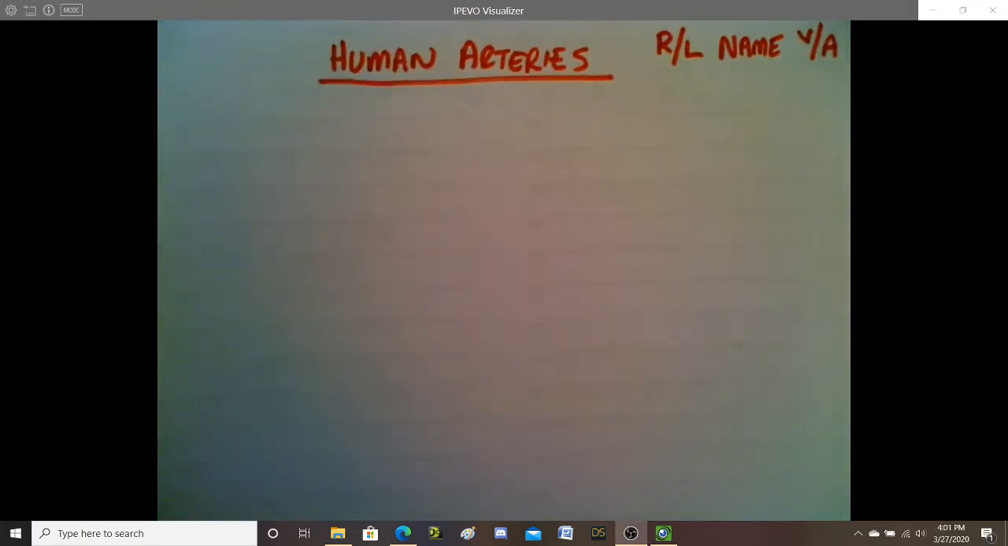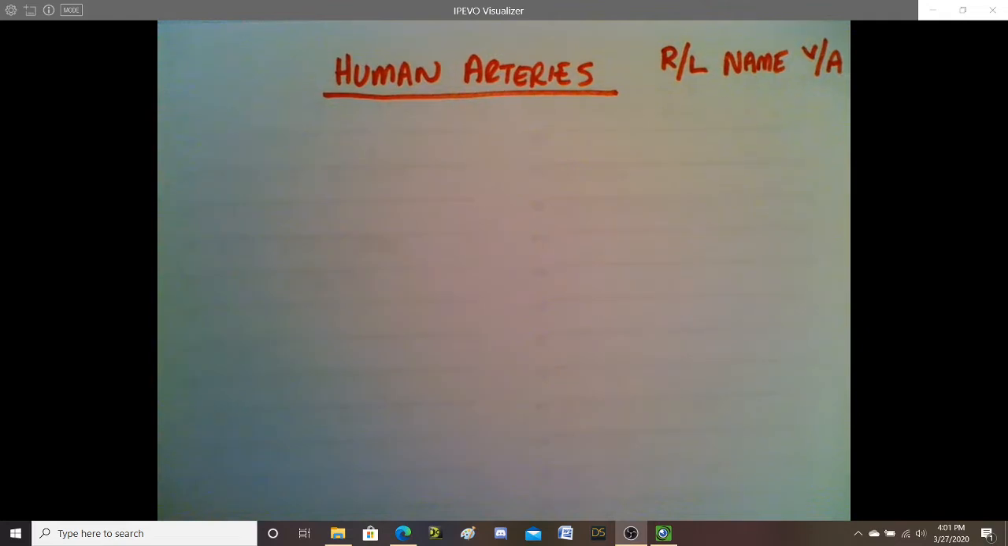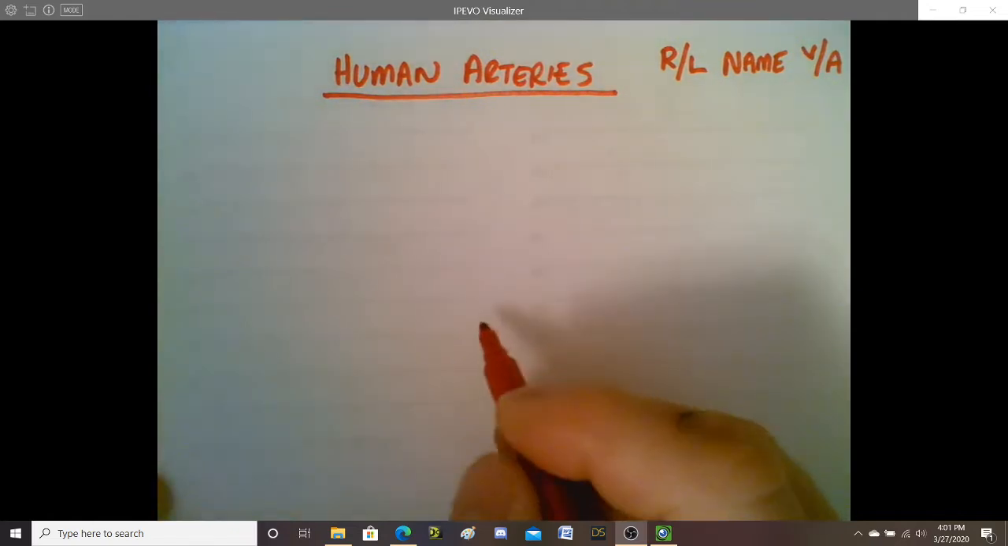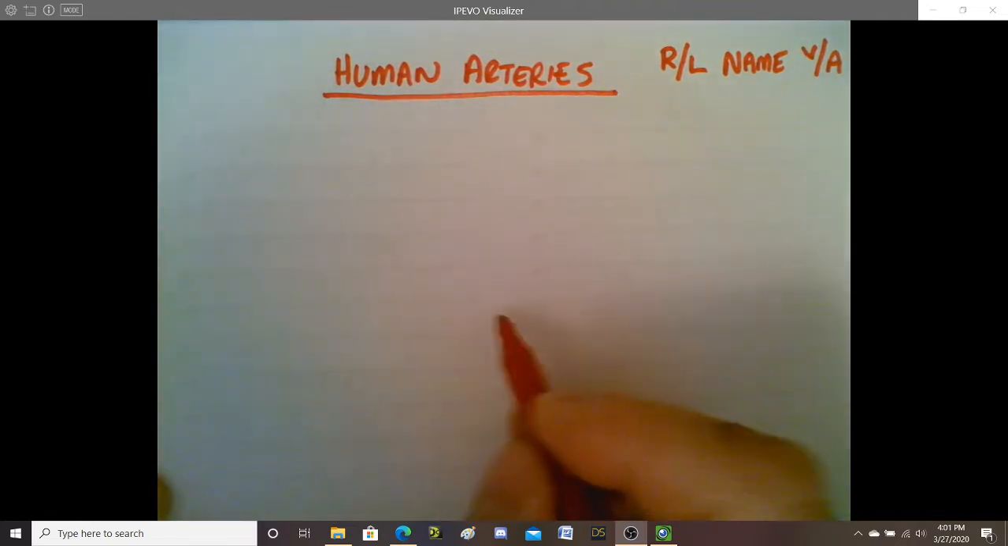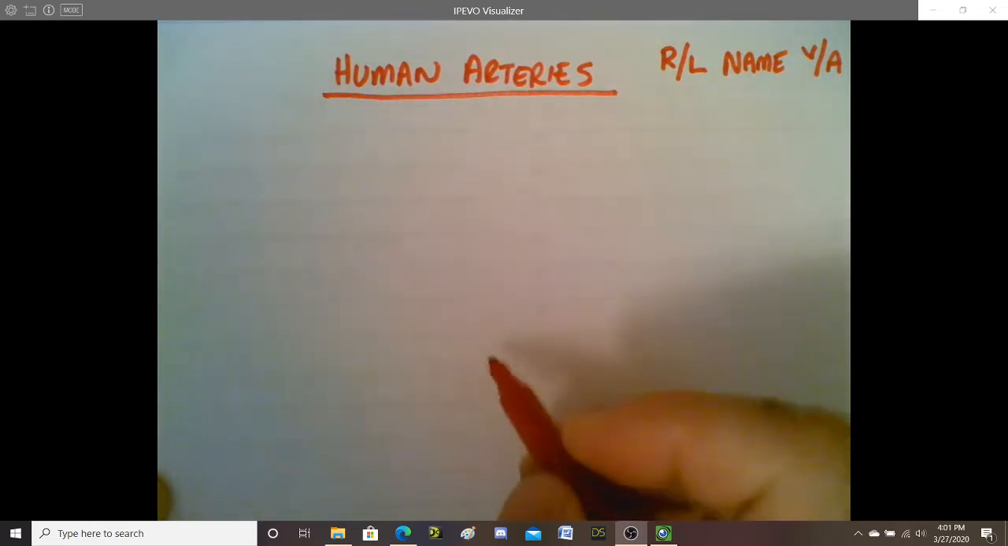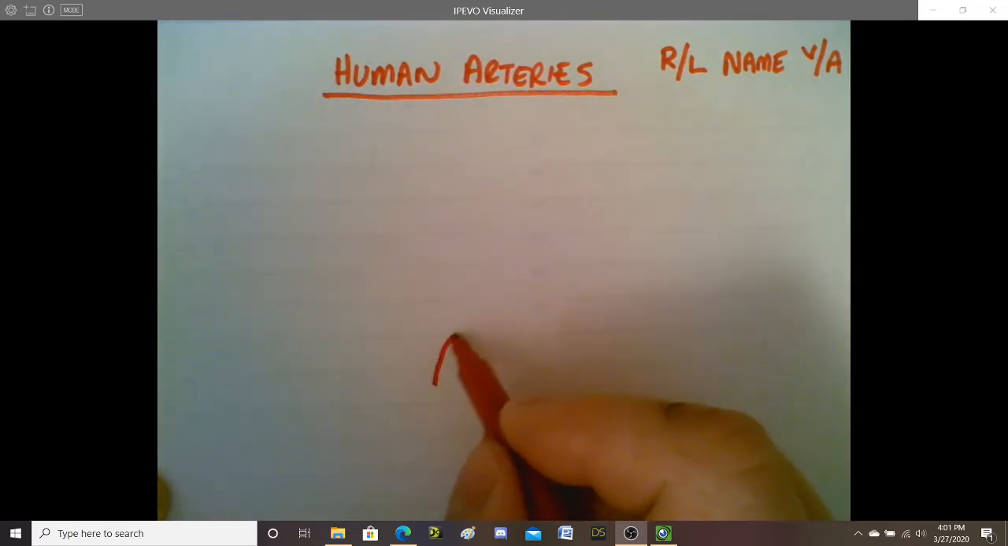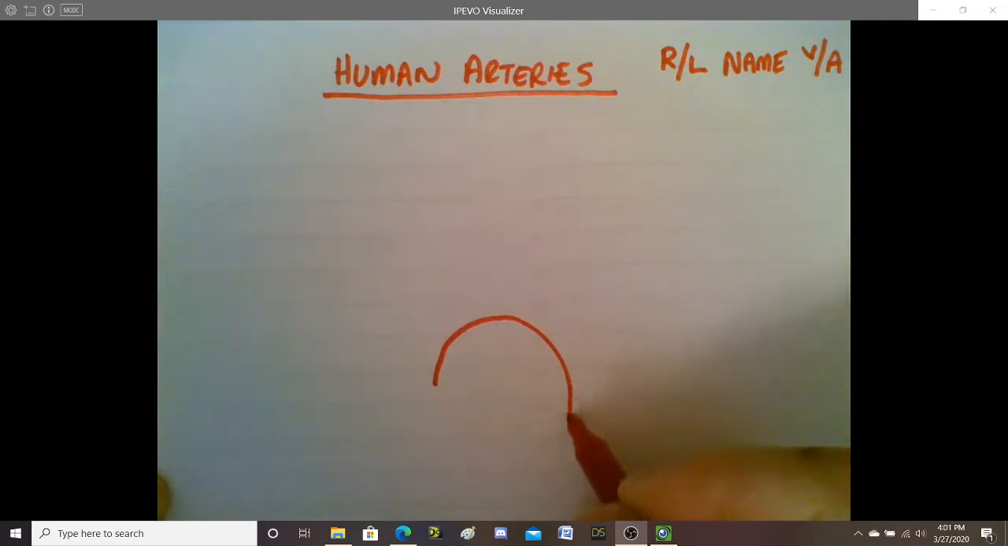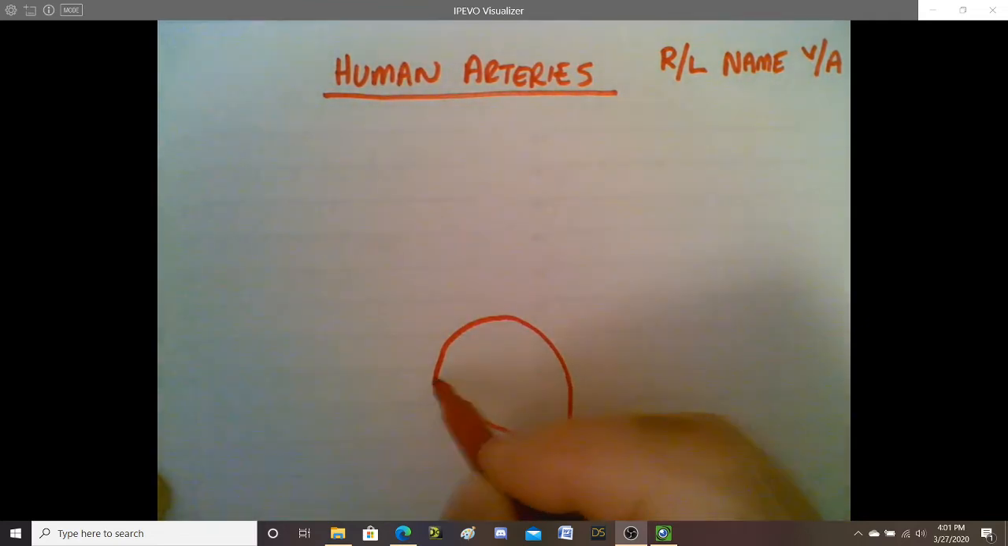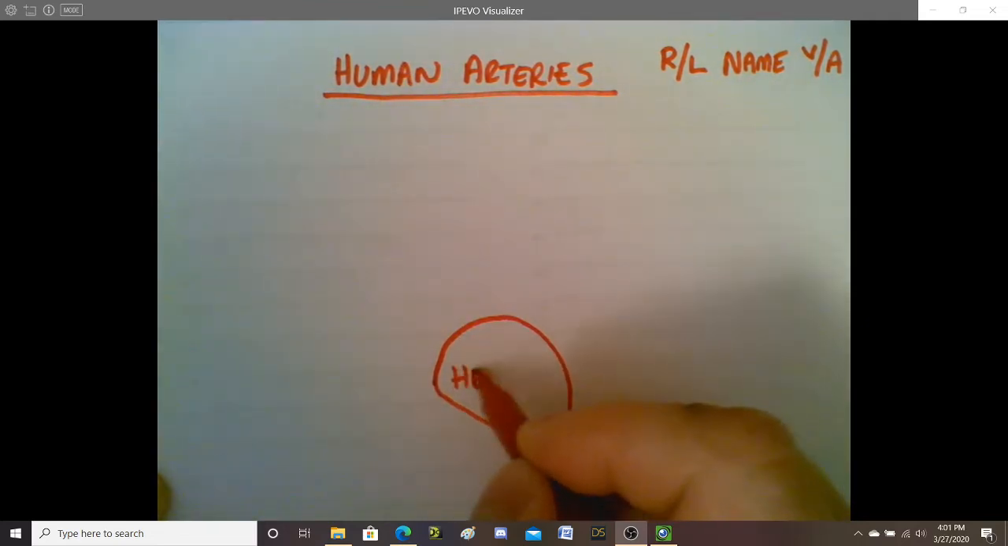All right. Now, what we're going to do is name the upper arteries for the human body. So what I need to do to start with is somewhere right here in the middle, I'm just going to draw a heart. Okay, so we're going to draw a simple heart. I'm going to label it heart.